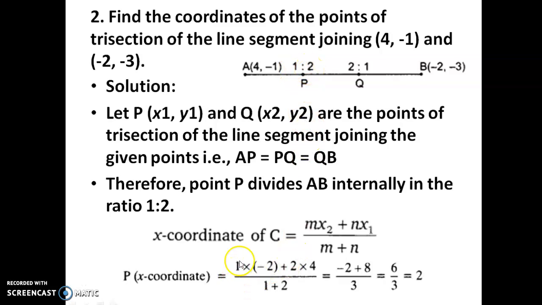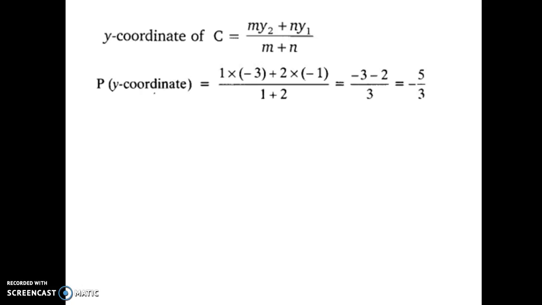So substitute 1 into -2 plus 2 into 4 divided by 1 plus 2. After simplifying you will get -2 plus 8 divided by 3. So you will get 6 by 3 equal to 2. So the x coordinate alone we got now. Now find the y coordinate. Write the formula, then substitute. You will get 1 into -3 plus 2 into -1 divided by 1 plus 2. So 1 into -3 is -3, 2 into -1 is -2. So you will get -3 -2.